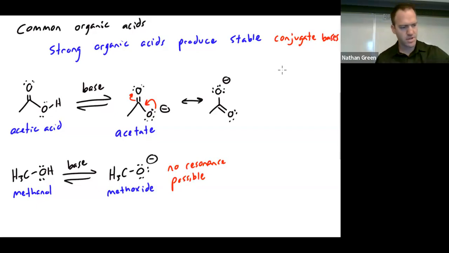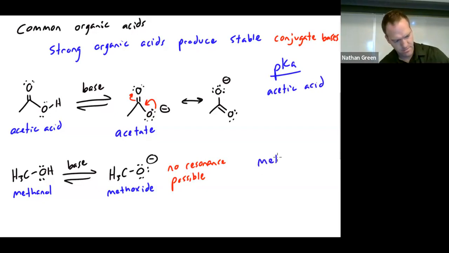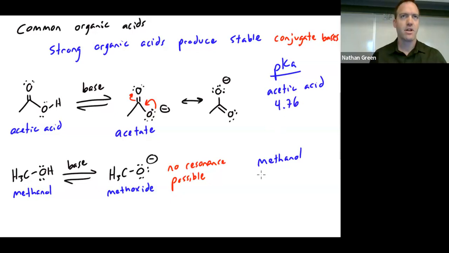What do you think that means for the pKa's of acetic acid versus methanol? Which one of these molecules, acetic acid or methanol, is a stronger acid? Acetic acid is a stronger acid because it forms a stable conjugate base. Methanol does not form a stable conjugate base, which means it's a weaker acid. The pKa of acetic acid is 4.76. Is the pKa of methanol higher or lower than 4.76? Higher. It is 15.54.